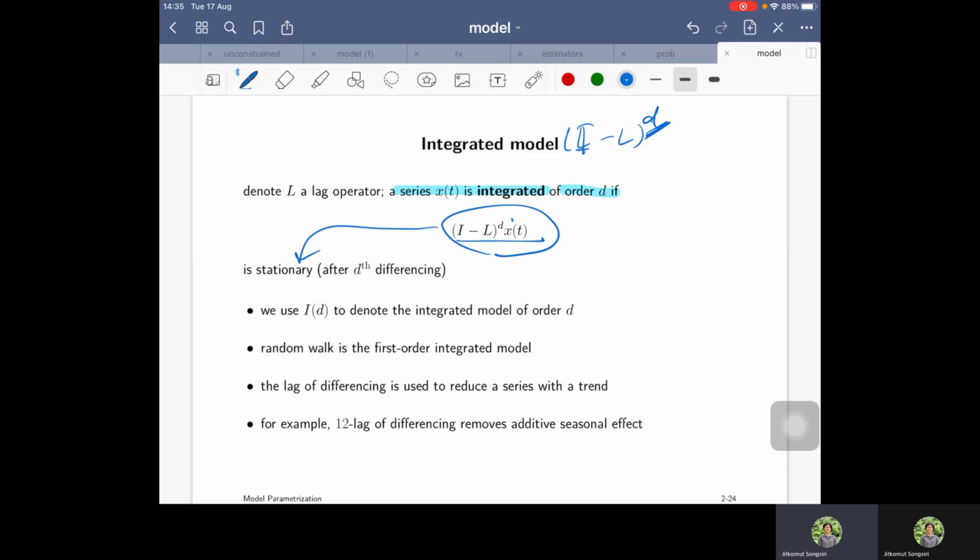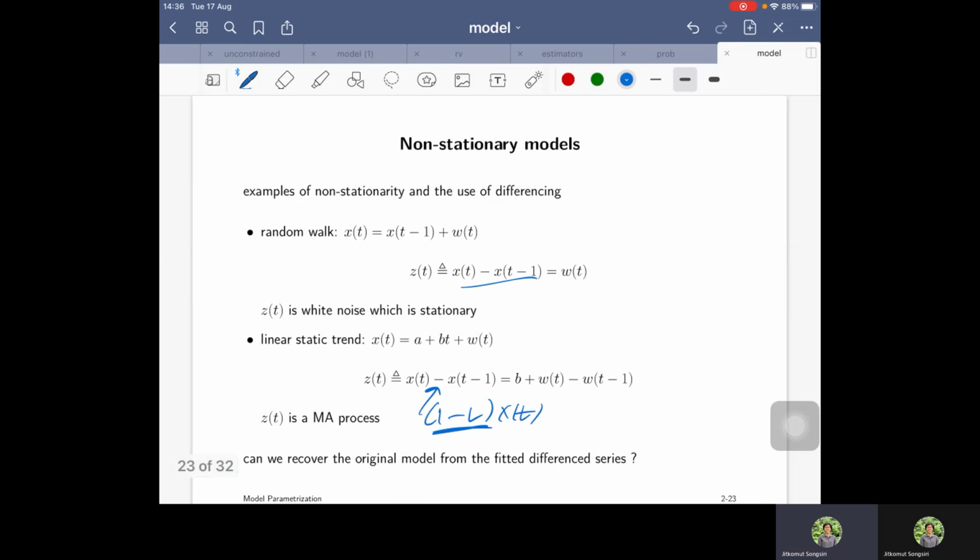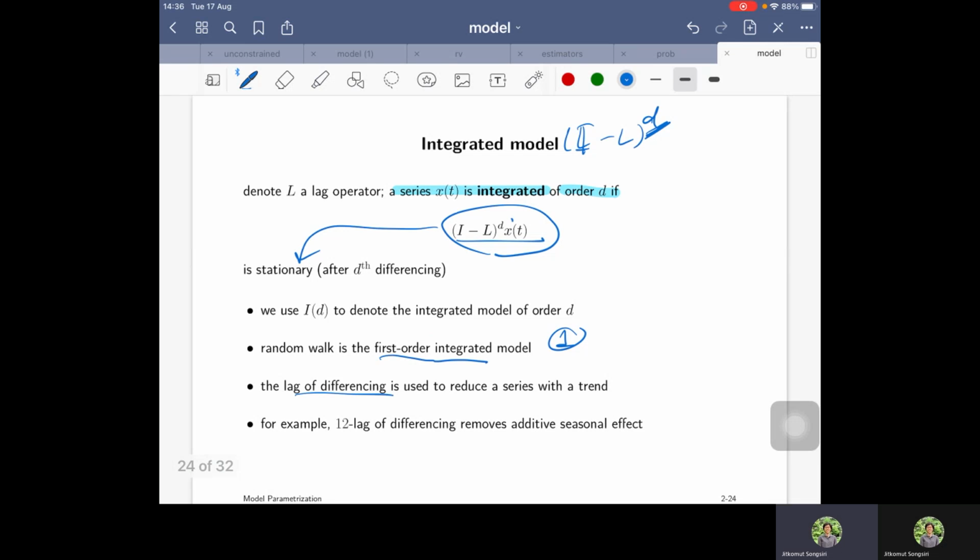We say that a series X is integrated of order d if after differencing d times, the differenced signal becomes stationary. So the random walk is obviously a first order integrated model because you take the difference one time. You can use differencing to remove a static trend like this as well. Maybe you can generalize it: what about if you have a quadratic trend? What would you do? Think about it. Or you can use the differencing operator for removing seasonal effects. Something that has a seasonal effect, like a year that has 12 months, you may apply a lag 12 differencing operator.